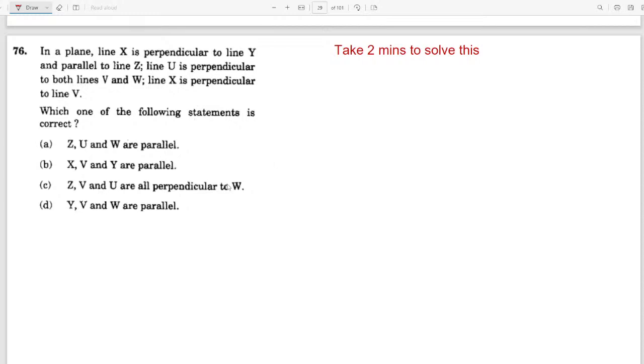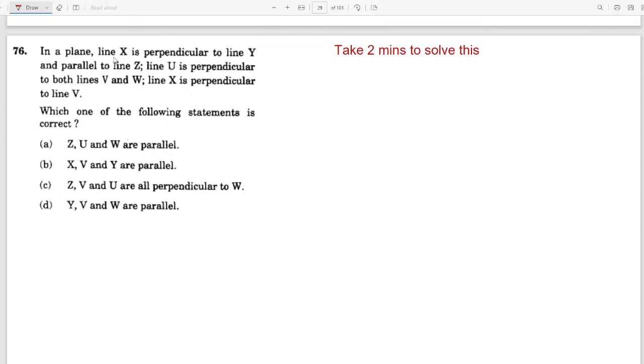So we'll see what the question is asking us. In a plane, line X is perpendicular to line Y and parallel to line Z. Line U is perpendicular to both lines V and W. Line X is perpendicular to line V. Which of the following statements is correct? They have given a statement here. There are a few lines X, Y, Z and U, V, W, and we have to work out which lines are parallel, and there is one option saying three lines are perpendicular to W. So we'll go one by one here.